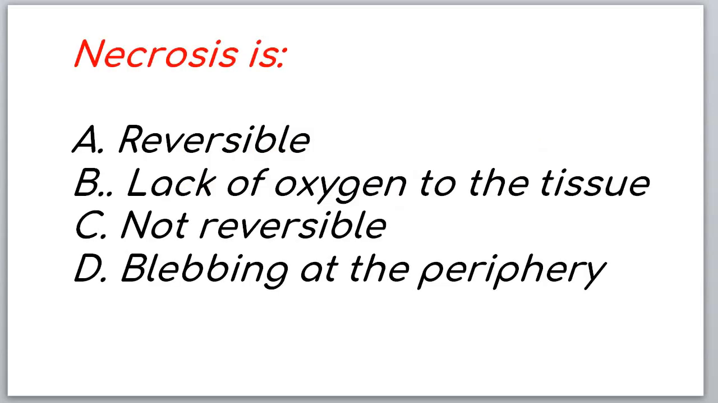Next question, necrosis is: option A, reversible. Option B, lack of oxygen to the tissue. Option C, not reversible. Option D, bleeding at the periphery. Option C, not reversible, is the correct option.